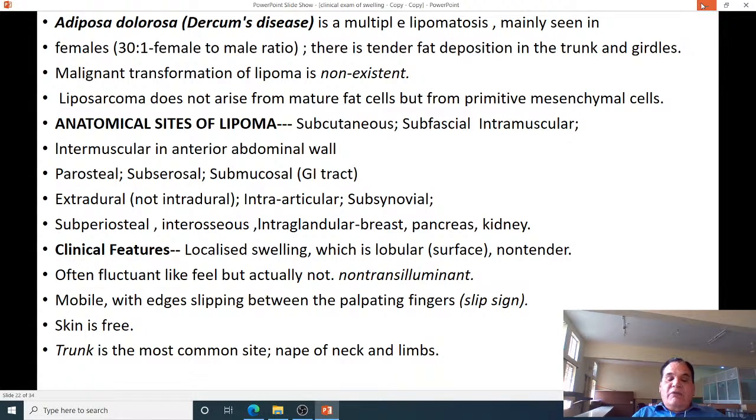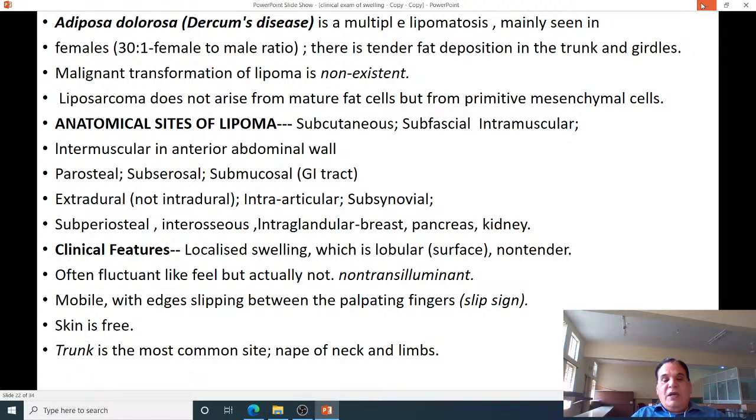Malignant transformation of lipoma is non-existent, because liposarcoma arises from primitive mesenchymal cells. Common anatomical sites: subcutaneous, subfascial, intermuscular or intramuscular, as in the anterior abdominal wall. Lipomas can be periosteal, subserosal, submucosal, common in the GI tract. Why is the GI tract important?